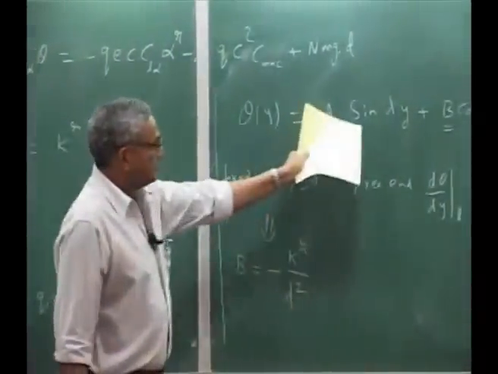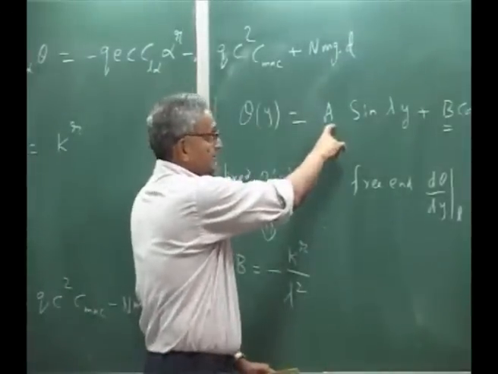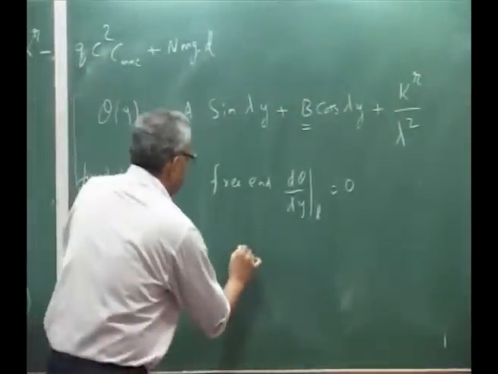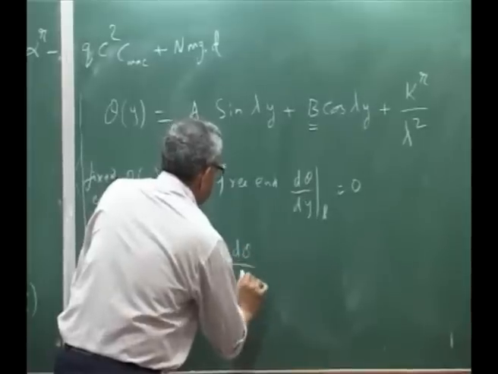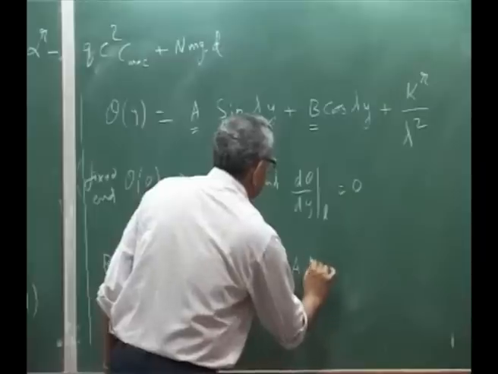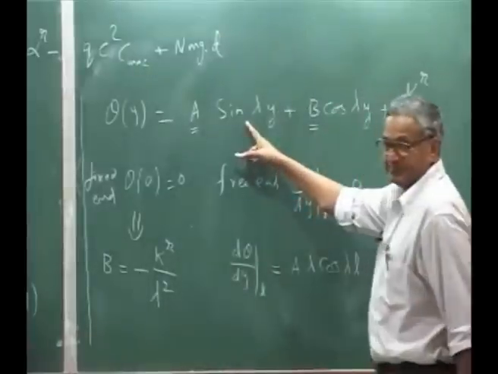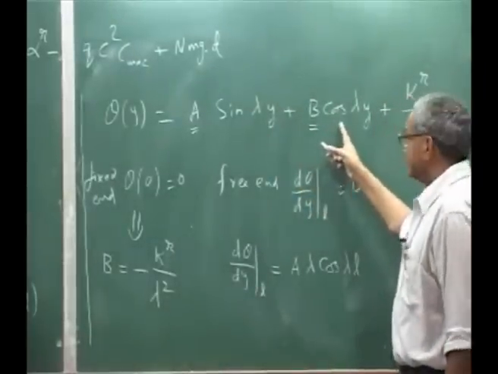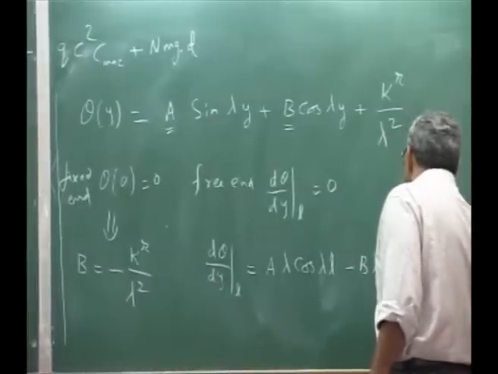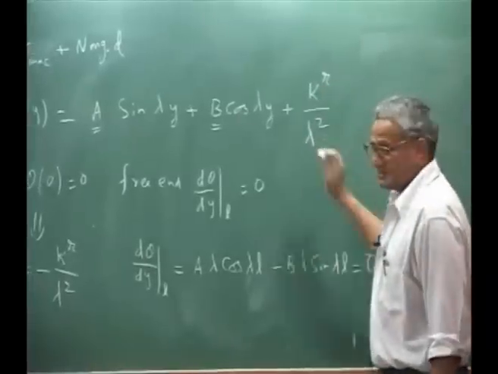Okay. Then here when I go theta prime, this will be A lambda. Sine becomes cosine, so you will have d theta over dy at L is essentially A lambda cosine lambda L. This cosine is going to become sine with a minus sign, so minus B lambda sine lambda L equals 0, because this is a constant.